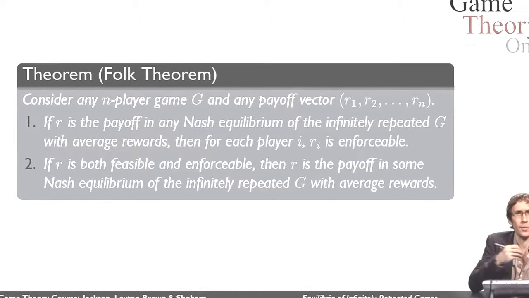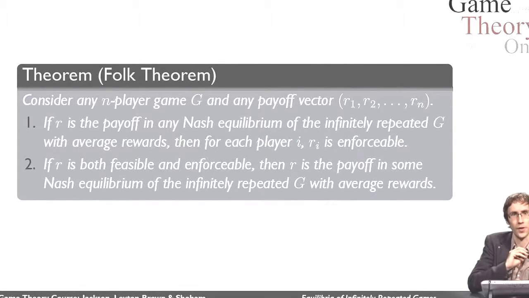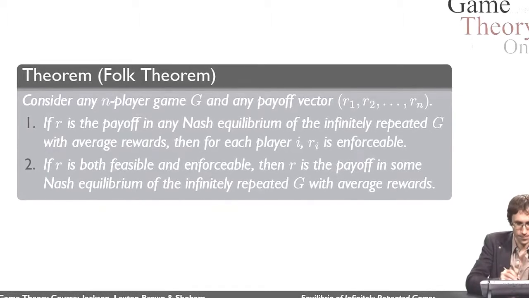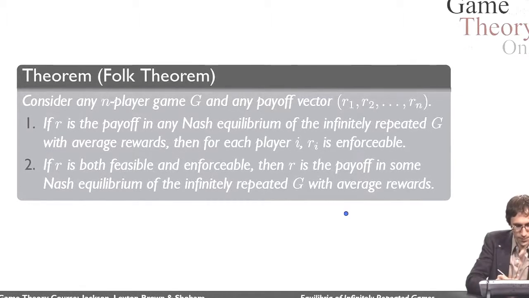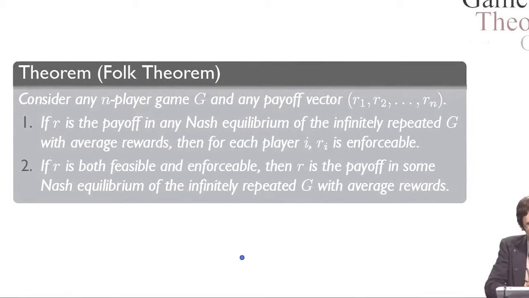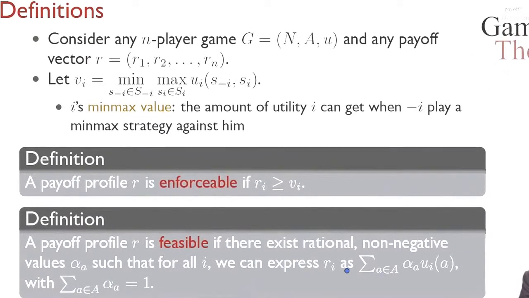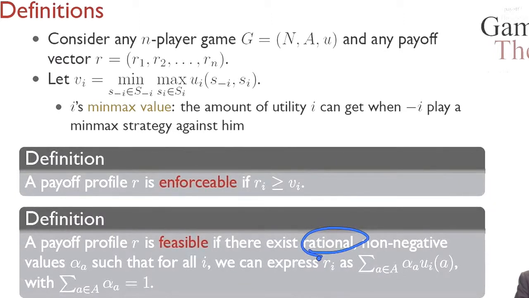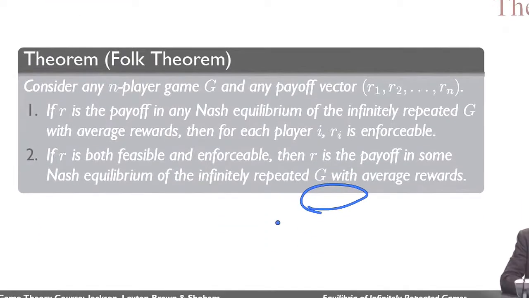There are different folk theorems for different settings. This is the folk theorem for infinitely repeated games with average rewards. The folk theorem has two parts, which basically stems from the fact that I've made a restriction here to rational alphas. Turns out we don't actually need that, but the math gets more annoying if we have to deal with real values. So to keep things simple, I'm doing this just for rational numbers.